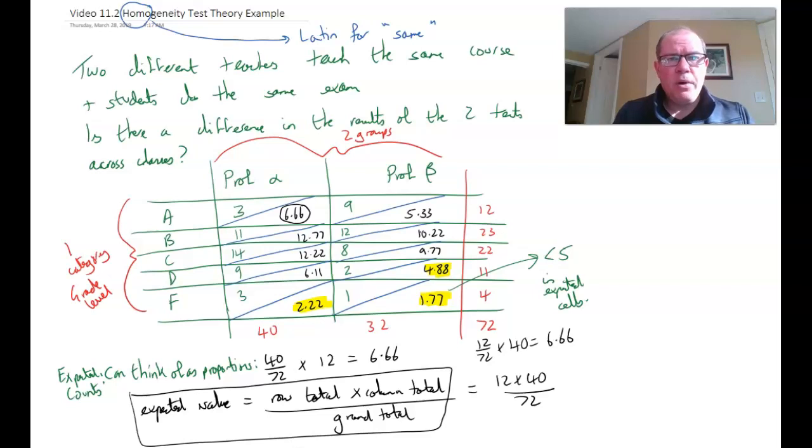So homo in Latin means the same. What we're looking for in a chi-squared homogeneity test is whether two different distributions are the same, rather than in the goodness of fit test, when we had one distribution and we wanted to see if it fitted a set distribution. So one question that's always on students' minds is, imagine you're in a different class.